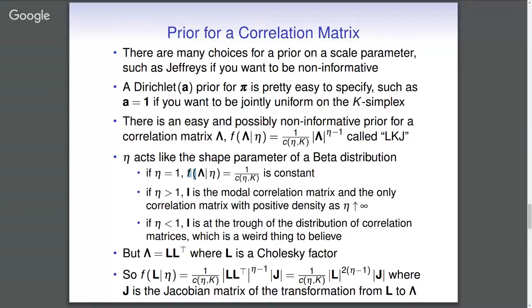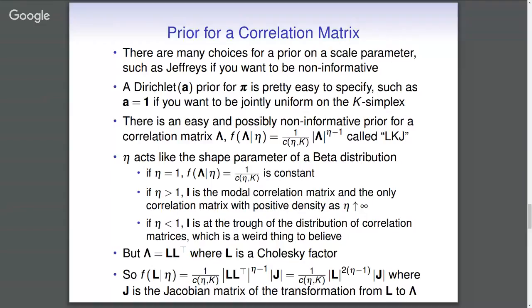matrices. However, if you choose the eta parameter to be greater than 1, then the mode of this distribution for correlation matrices is at the identity matrix. So under this prior, if eta is greater than 1, the identity matrix is the most likely correlation matrix under this prior. And so sometimes you'll see people put in values of eta that are higher than 1.